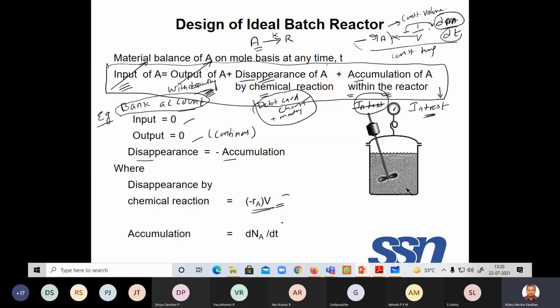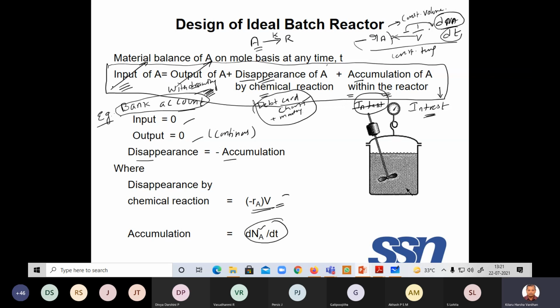Then the accumulation. Accumulation is nothing but how much is changing: the number of moles, how much it is changing, dNA by dt. So if you are writing a material balance, each and every term should have the same unit. That is how we have to write the material balance or even the energy balance. For the energy balance, joules per second should be the unit, because it is the rate of energy input and rate of energy output.